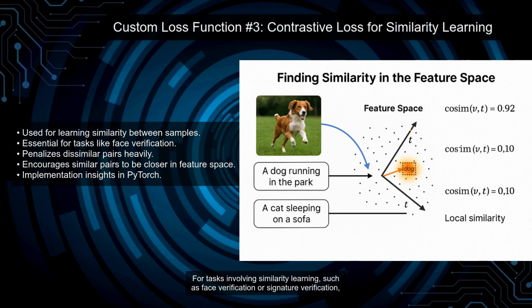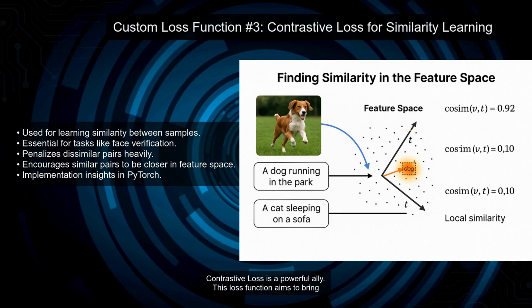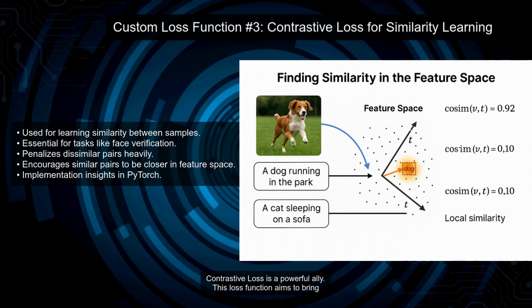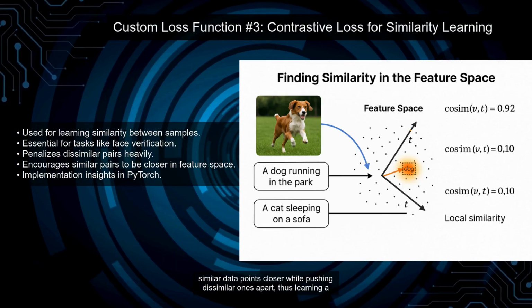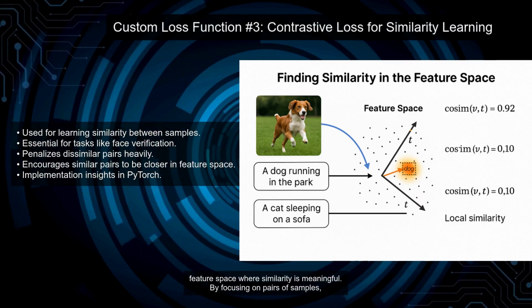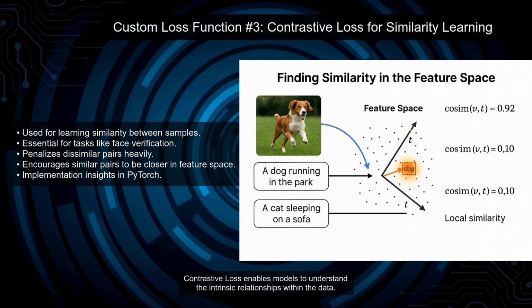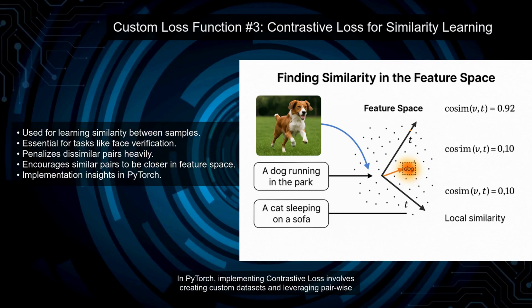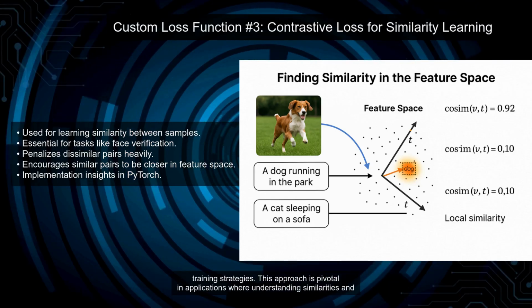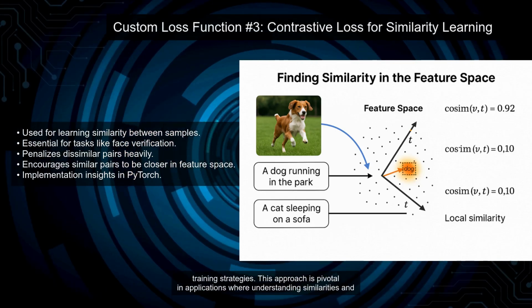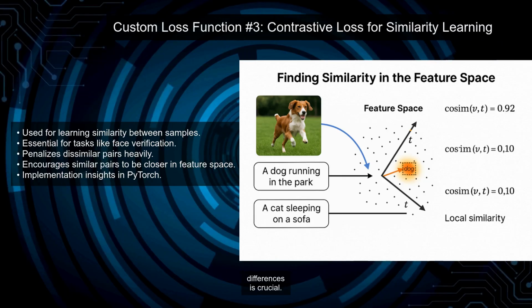For tasks involving similarity learning, such as face verification or signature verification, contrastive loss is a powerful ally. This loss function aims to bring similar data points closer while pushing dissimilar ones apart, thus learning a feature space where similarity is meaningful. By focusing on pairs of samples, contrastive loss enables models to understand the intrinsic relationships within the data. In PyTorch, implementing contrastive loss involves creating custom datasets and leveraging pairwise training strategies. This approach is pivotal in applications where understanding similarities and differences is crucial.